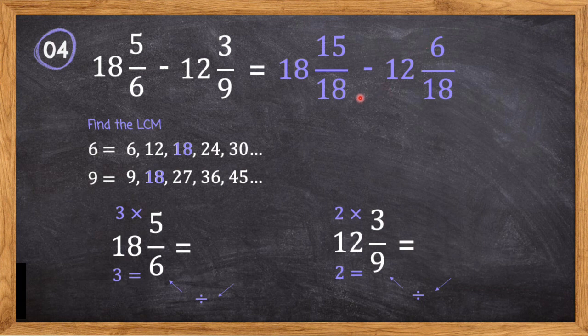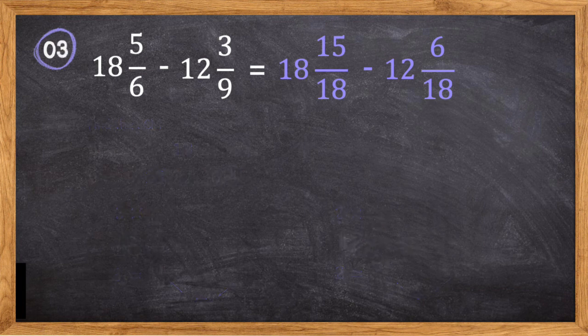Okay, so sunod, similar fractions naman sila. At ito nang i-perform ang indicated operation. So, since natay whole number siya, itong first minus. 18 minus 12 will give us 6. And then, numerator, 15 minus 6 is equal to 9. And then, copy the denominator, 18.